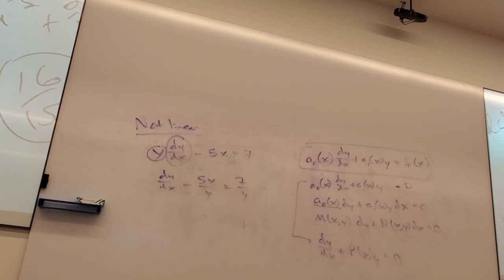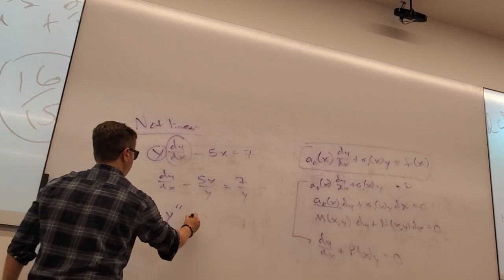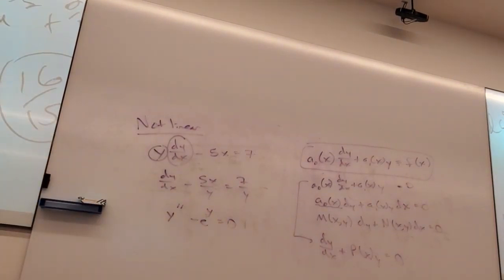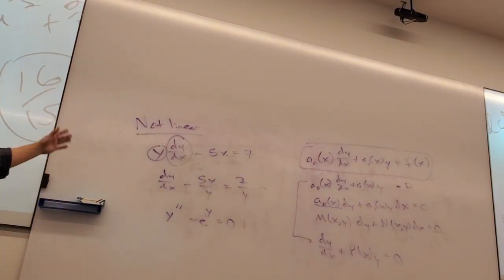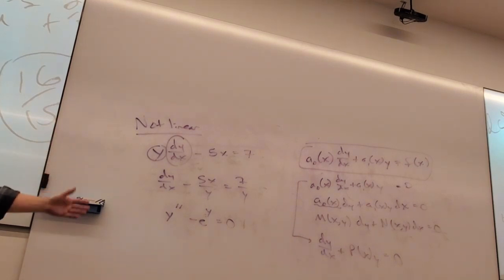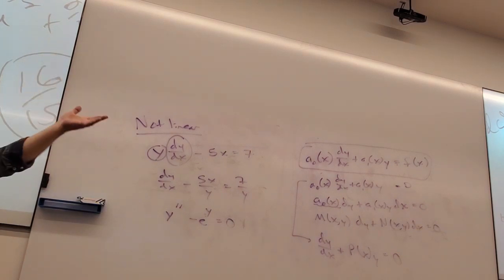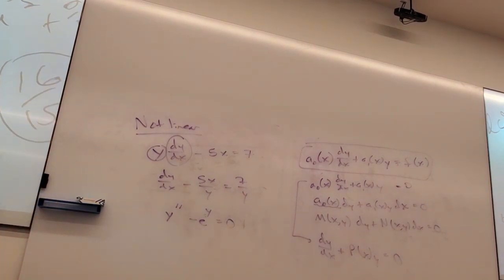And of course something like this is very obviously not linear. Yes? So it's not just not linear if something is to a second or third power. It's also not linear if it's inside of another function. So if I had y double prime minus tangent y, y double prime minus natural log of y, it's not linear. Those are not linear functions.